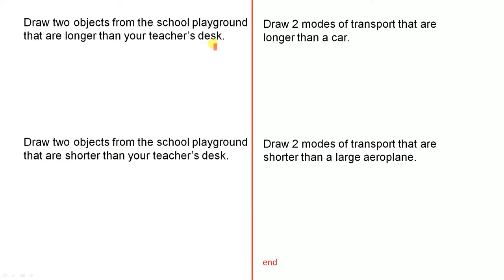Some other examples. Draw two objects from the school playground that are longer than your teacher's desk. Draw two objects from the school playground that are shorter than your teacher's desk. Draw two modes of transport that are longer than a car. And you can explain what's required here. Draw two modes of transport that are shorter than a large aeroplane.